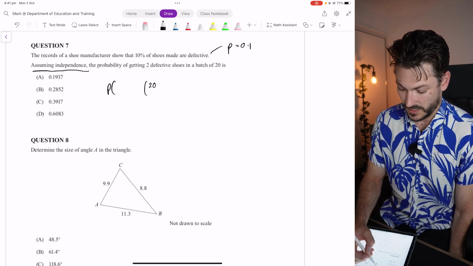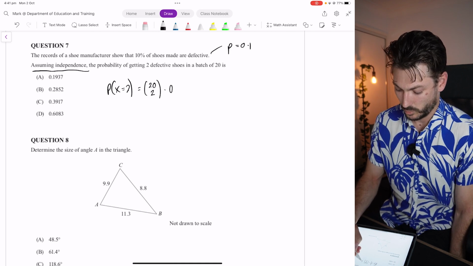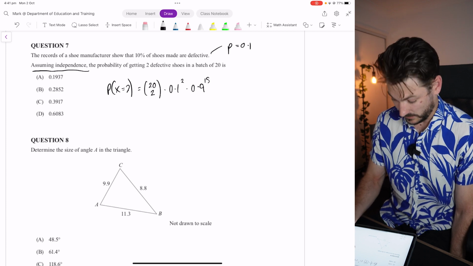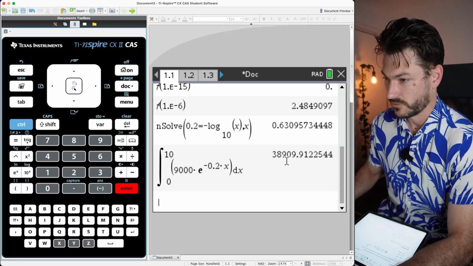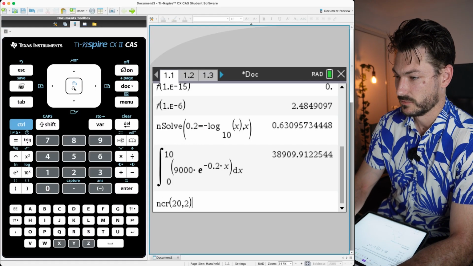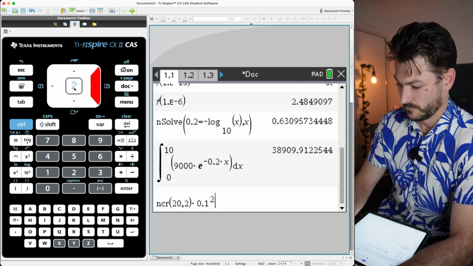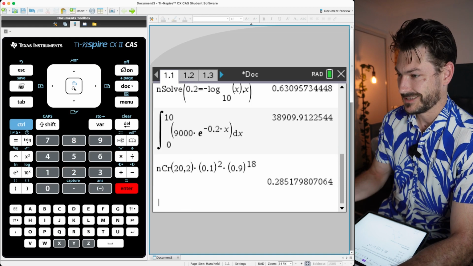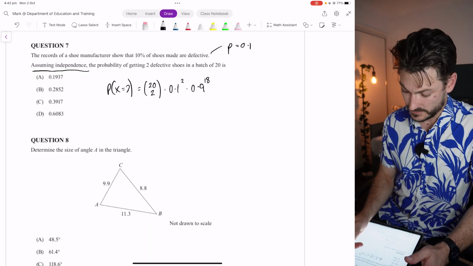So the probability of getting exactly 2 is going to be 20C2 times 0.1 to the 2 times 0.9 to the 18. And you can put that in your calculator, which I'll demonstrate now. So in this functionality, we've got nCr 20, 2 times 0.1 to the power of 2 times 0.9 to the power of 18, and hit enter, and you get 0.285, which is one of my answers. That's B.